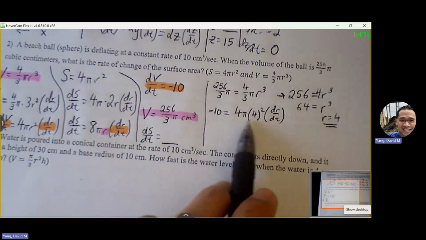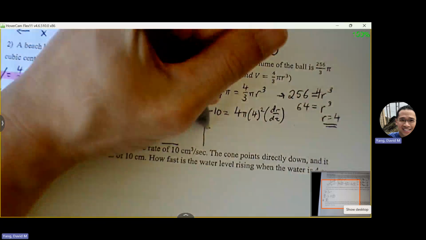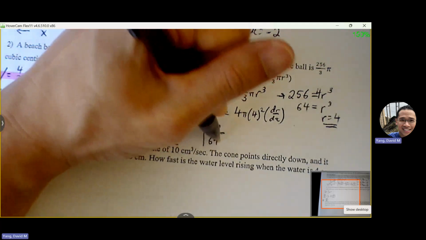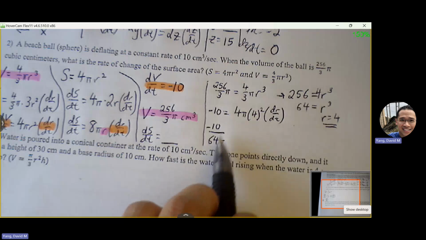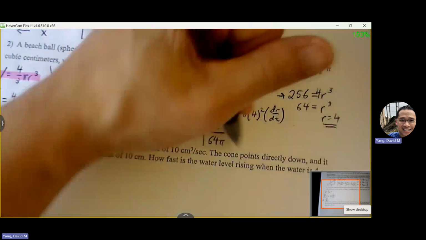4 squared times 4 is 64. Divide both sides by 64. I get negative 10 over 64 pi. Now notice that we're also dividing by pi, so that pi has got to stay in the denominator. We can't just let it float up to the top. It needs to stay below.